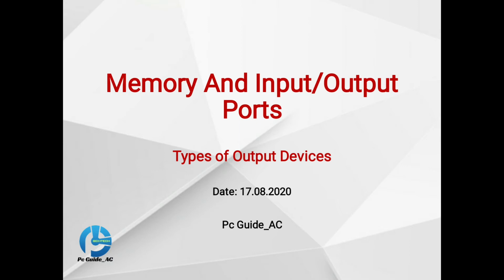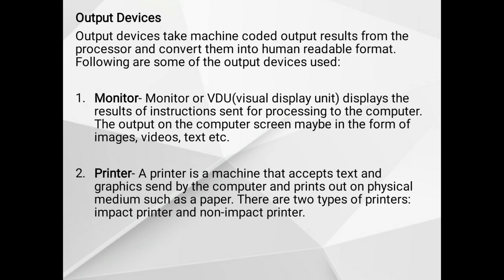So we'll continue with chapter 6, memory and input output ports. In this chapter today we'll discuss the different types of output devices. Output devices take machine coded output results from the processor and convert them into human readable format.